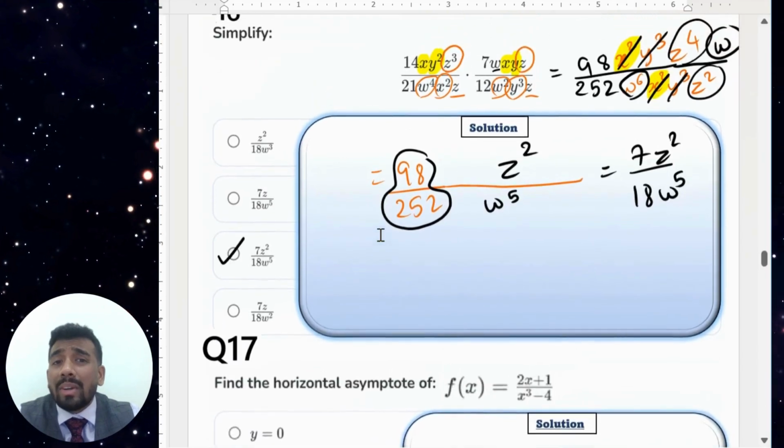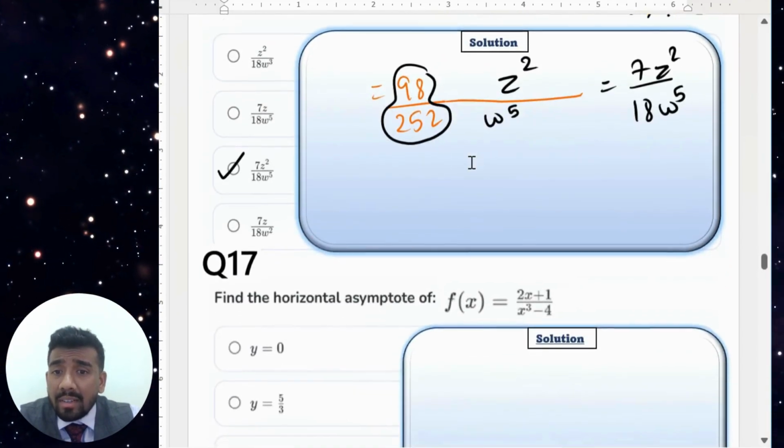That's how we do it. Don't miss out any letters. Okay, make sure you color every letter.